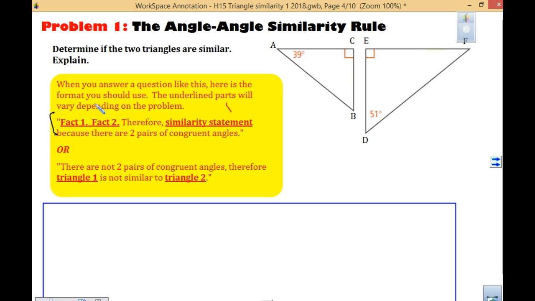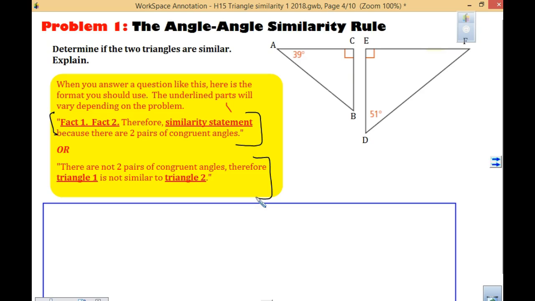Or the second way that you could do this is you could say there are not two pairs of congruent angles, therefore triangle 1 is not similar. So if they are similar, this is what your statement will look like when we take our test next week. Looks like our test is probably going to be Tuesday of next week. This is what I will look for in that part.